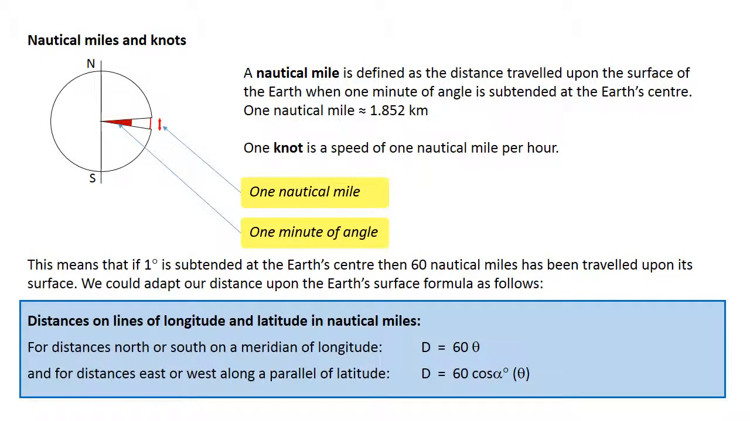We could adapt our distance upon the Earth's surface formula as follows. For distances north or south on a meridian of longitude, we could use the formula d equals 60 theta to give a distance in nautical miles. Or for distances east-west along a parallel of latitude, d equals 60 cos alpha times theta. Let's see how this works out in a few examples which we'll work together.